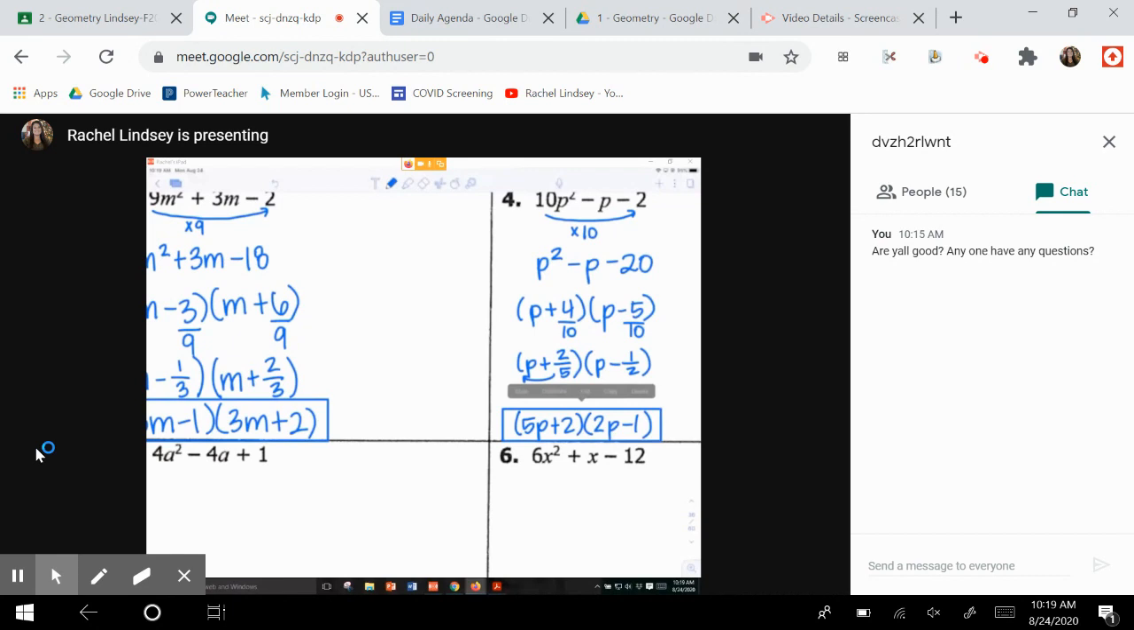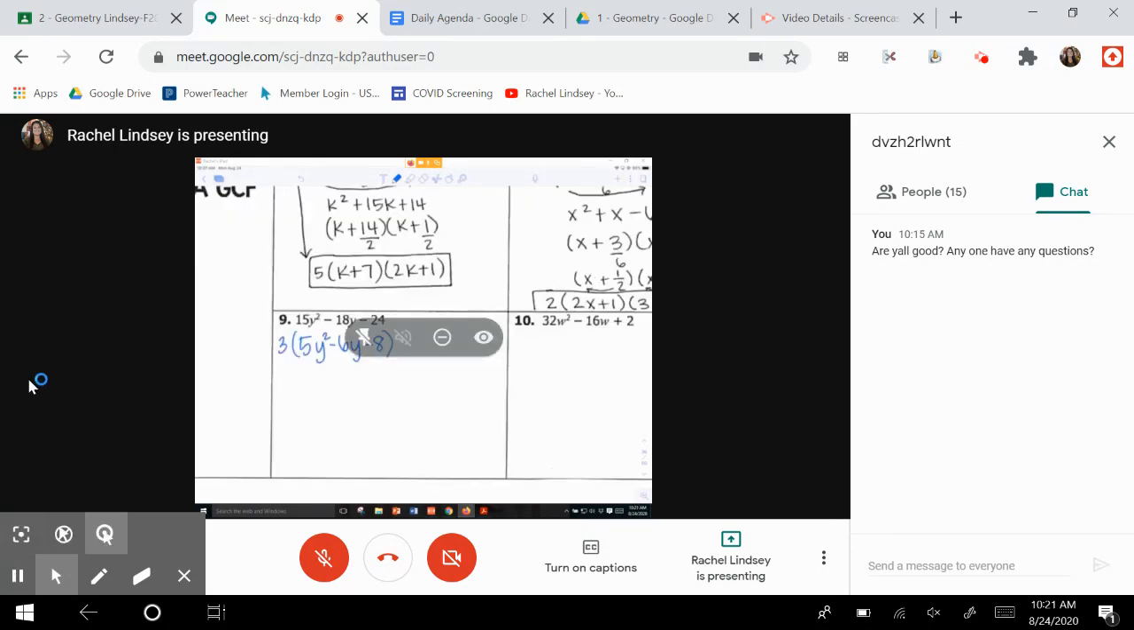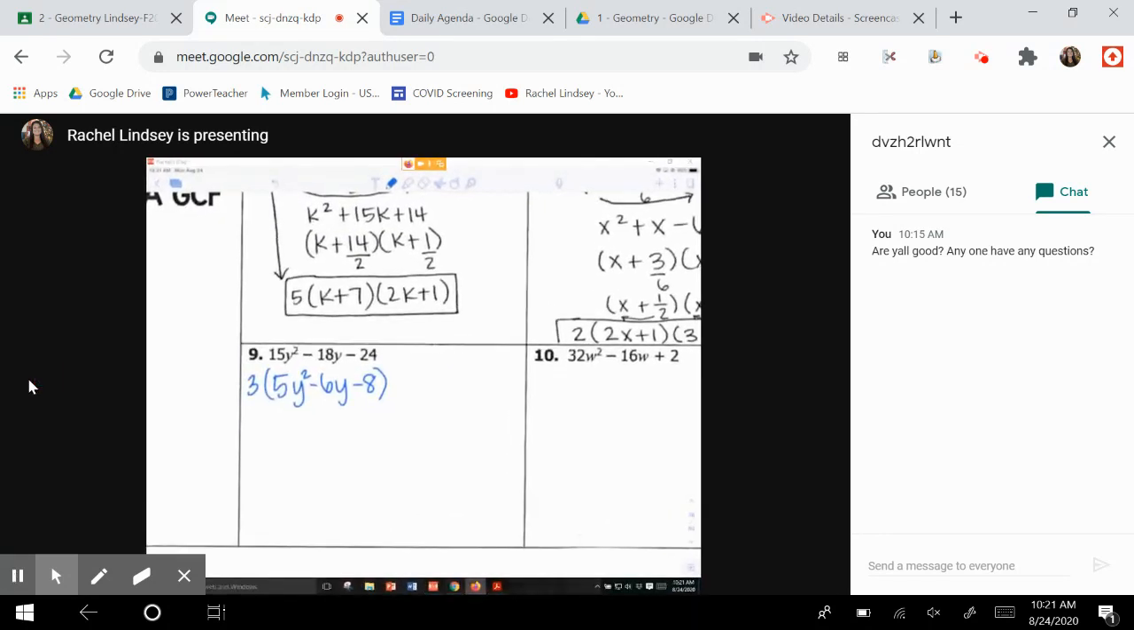Okay, I'm going to skip 5 and 6. So did my greatest common factor first. Now I can do slide and divide. Because can I factor anything out of 5, 6, and 8? No. So now I got to do my slide and divide. So slide the 5 to the 8. So I have y squared minus 6y minus what? 40.